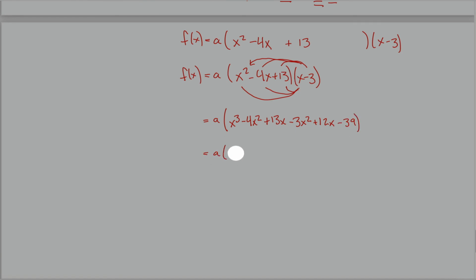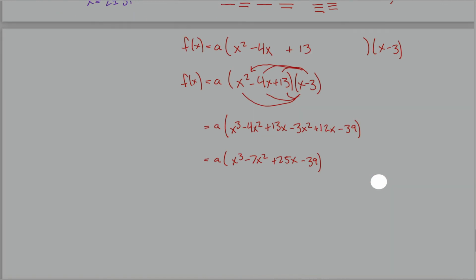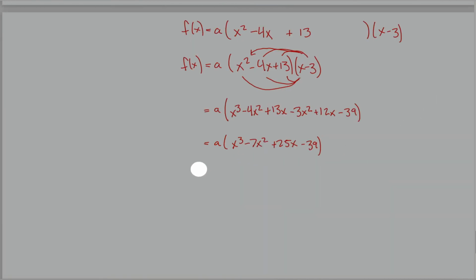Finally, if I collect like terms, I got x cubed. For my x squared terms, I got negative 4 and negative 3 of them. So I got negative 7x squareds. For my x terms, I got 13 of them and 12 more of them. So I got 25 of these x's. And then finally, for my constant term, I got negative 39. Since I'm told that the leading coefficient is equal to 1, this value of a must be equal to 1, and my polynomial f of x must be equal to x cubed minus 7x squared plus 25x minus 39.